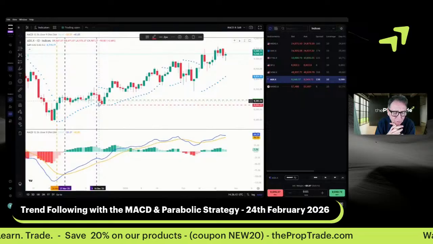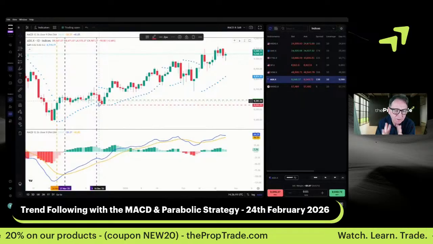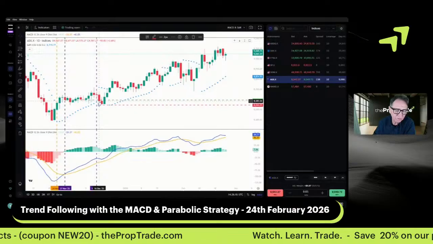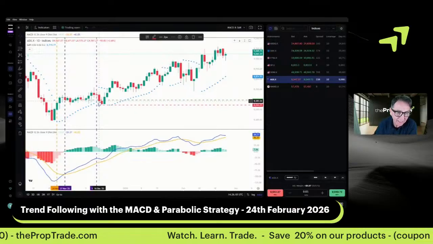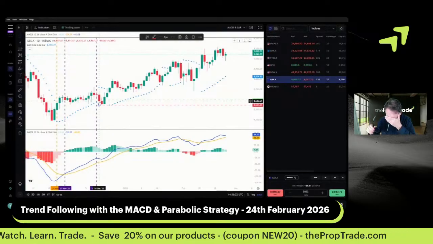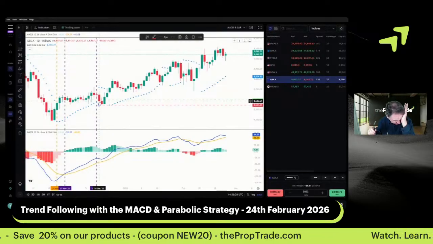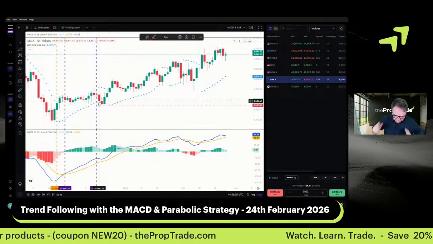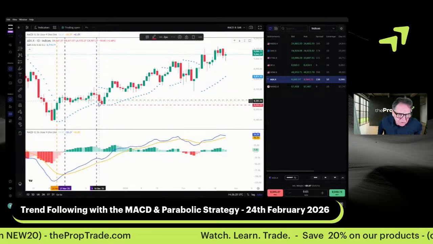So we're out. So we're now looking for a proper signal, a cross of the MACD line. However, the next way of taking this strategy is a continuation trade.